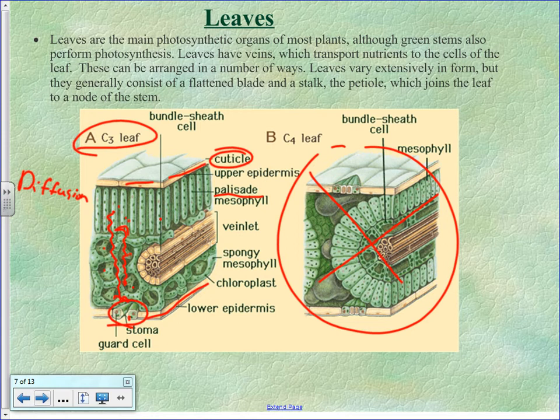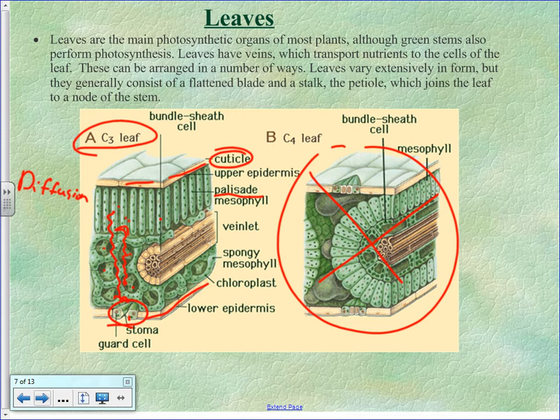Couple of reasons. Exactly. If you have them on the top, they're always in the sun. They'll lose water a lot faster if they're on the top of the leaf. That's the main reason.